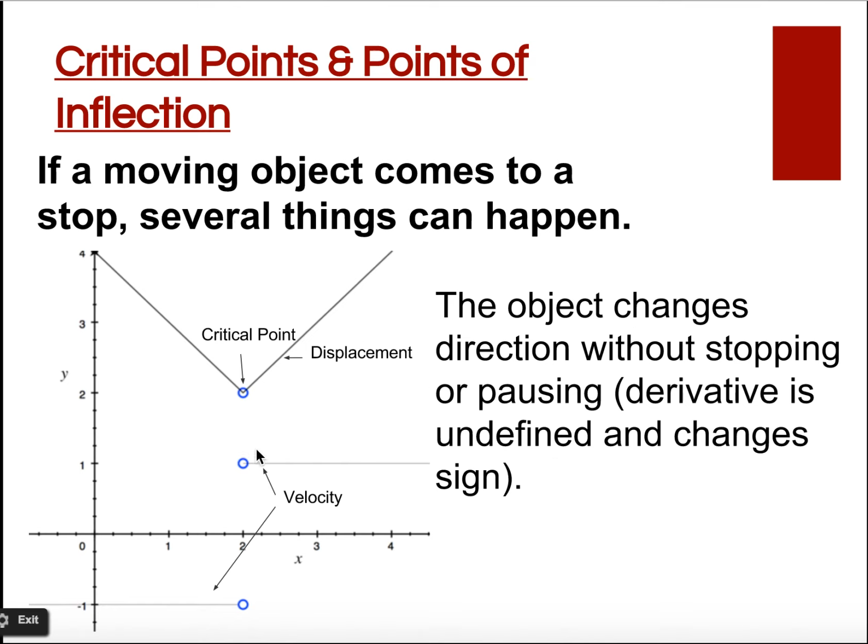So this is where you have a critical point, but you have an undefined slope. And so the object changes direction without stopping or pausing. So those are the three things that can happen when an object comes to a stop.